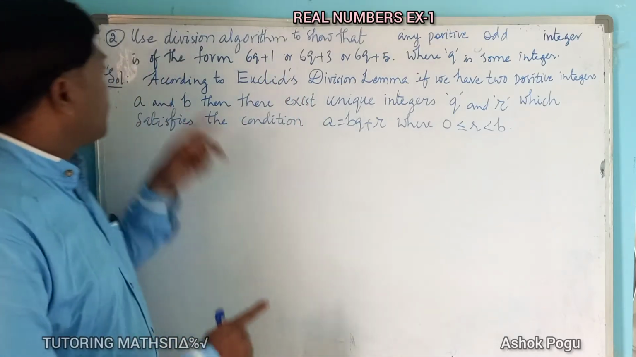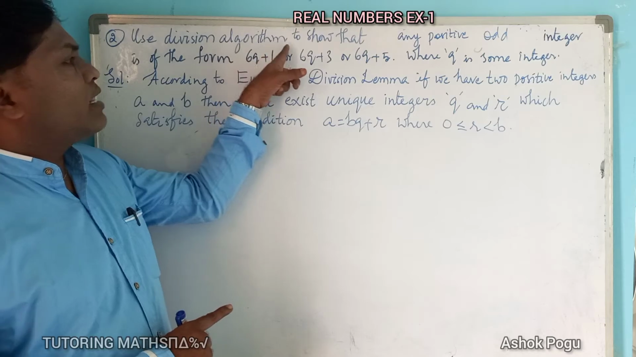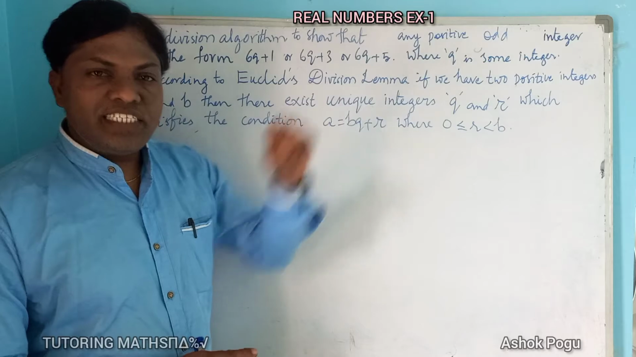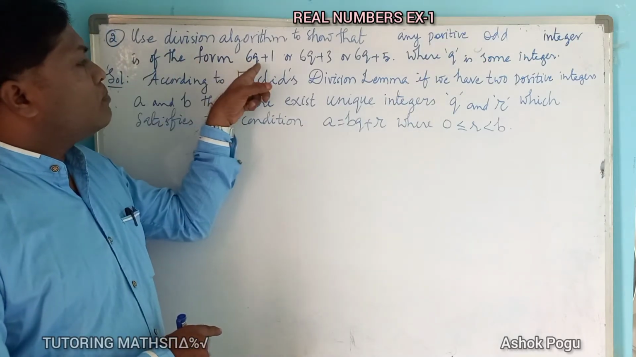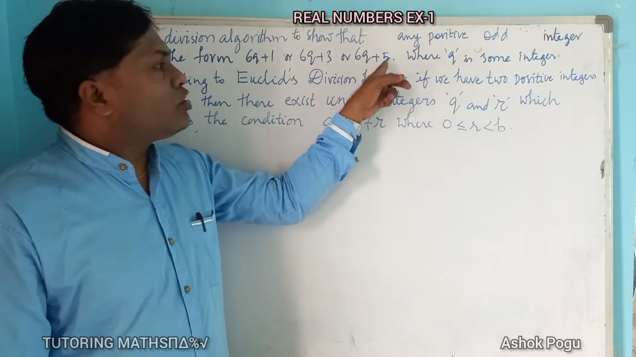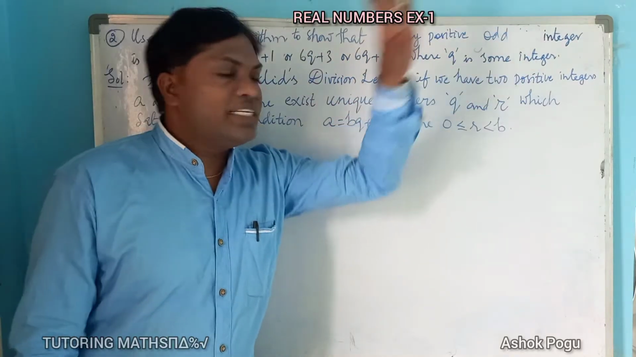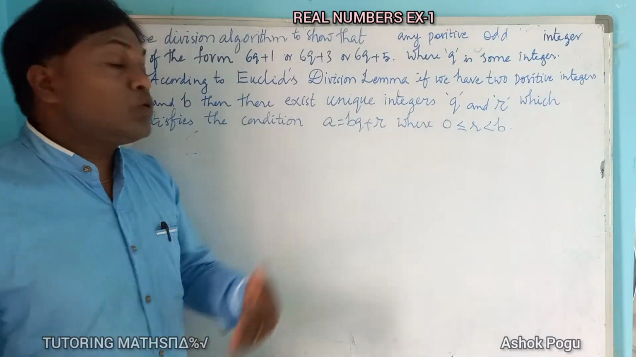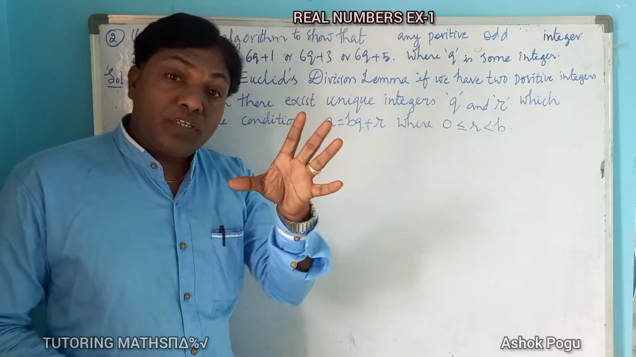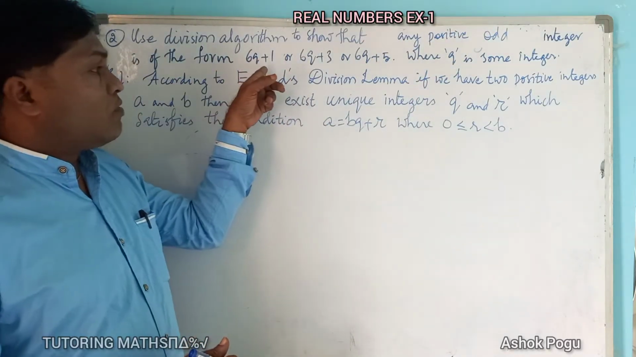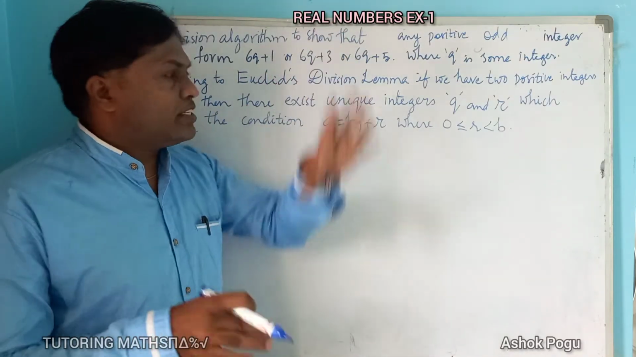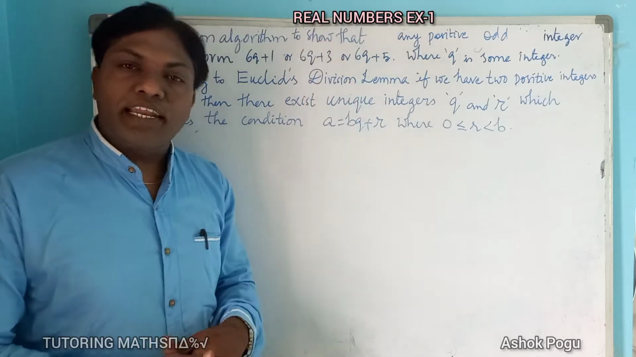Question number 2: use division algorithm to show that any positive odd integer is of the form 6q plus 1 or 6q plus 3 or 6q plus 5, where q is some integer. We have to prove that. You take any positive odd integer; it is in the form of 6q plus 1 or 6q plus 3 or 6q plus 5, where q is an integer.